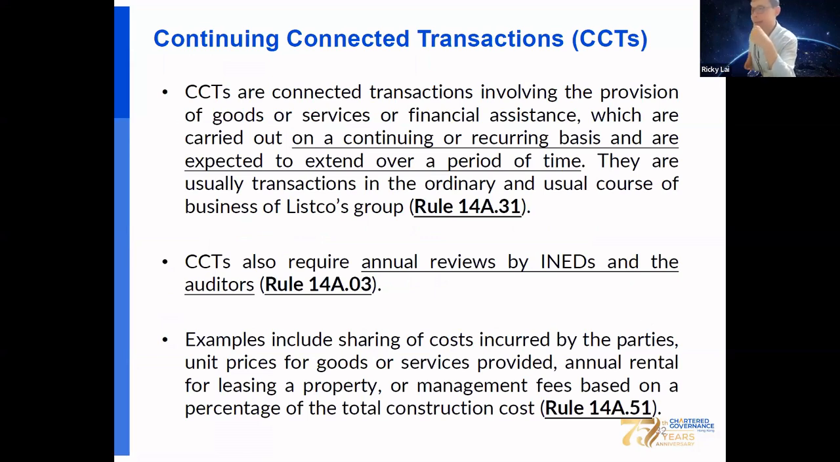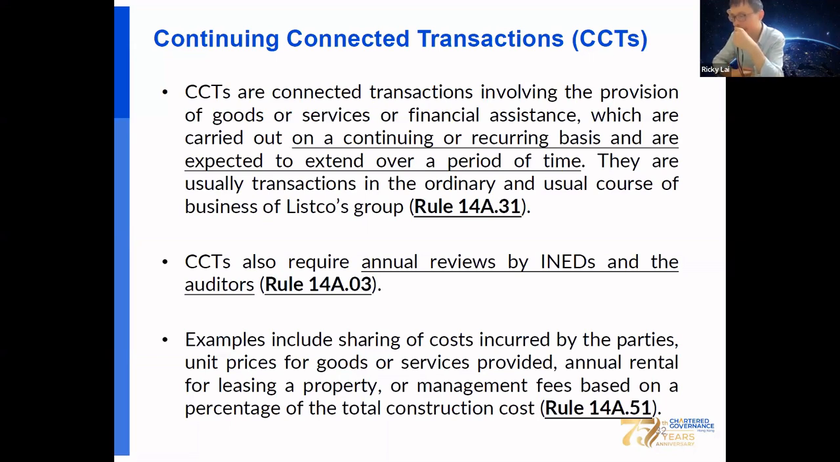Finally, let's take a look at CCT, because CT can be a one-off transaction or a continuing transaction. CCTs are the continuing transactions involving the provision of goods or services or financial assistance, which are carried out on a continuing or recurring basis and expected to extend over a period of time. They are usually transactions in the ordinary and usual course of business.